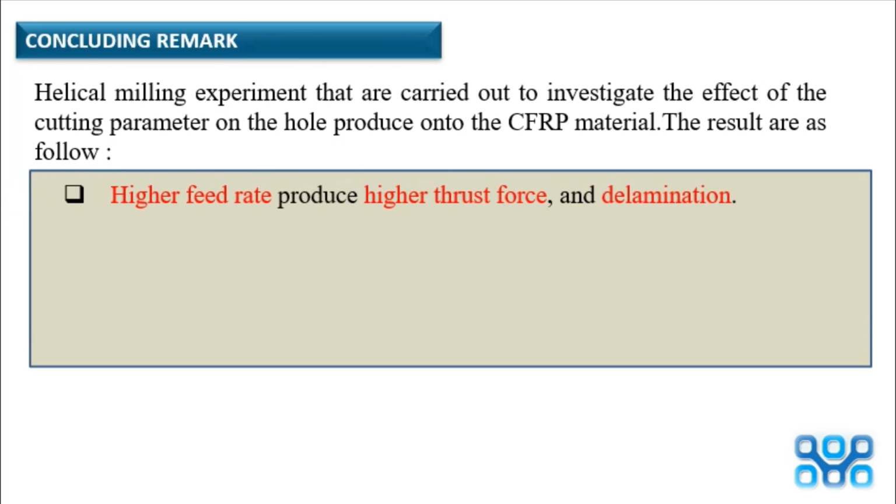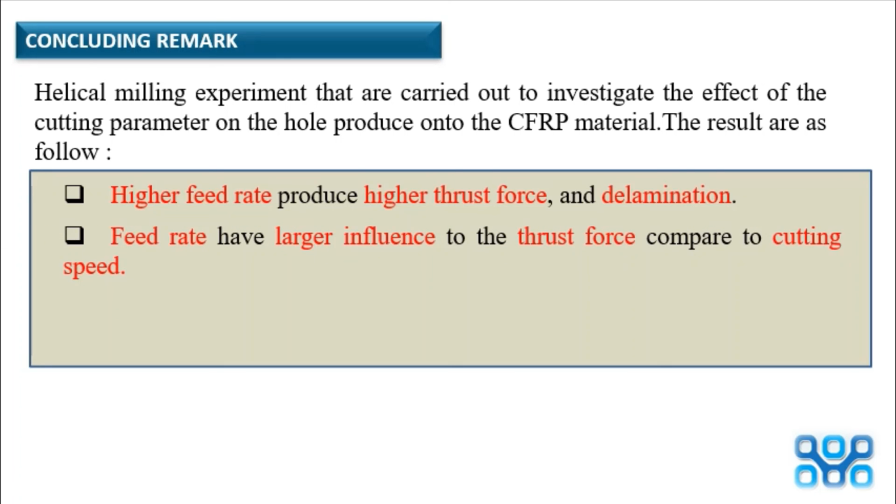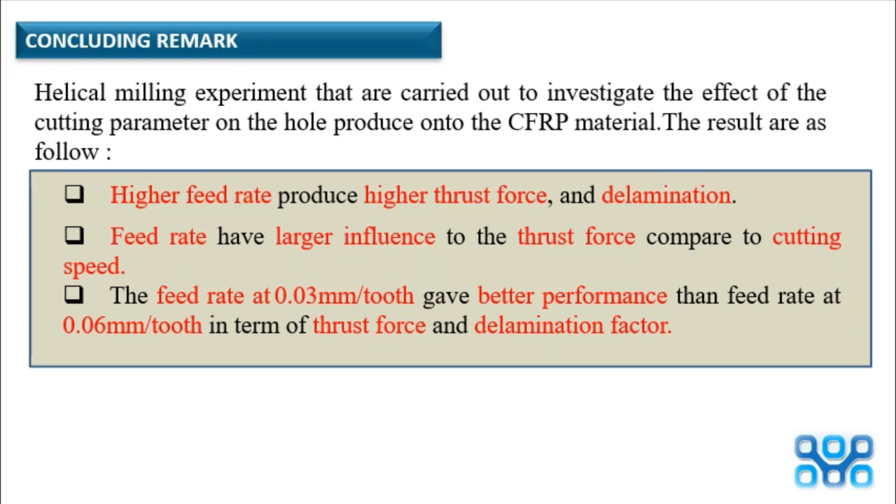First of all, we can say that higher feed rate produces higher thrust force and delamination. Second, feed rate has a larger influence on the thrust force compared to the cutting speed. And lastly, the feed rate of 0.03 mm per tooth gave better performance than the feed rate of 0.06 mm per tooth in terms of thrust force and delamination factor. And that wraps up our presentation here.